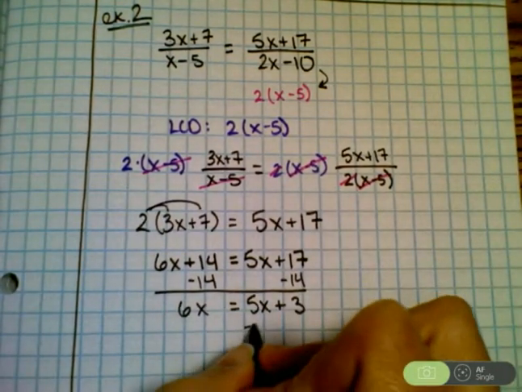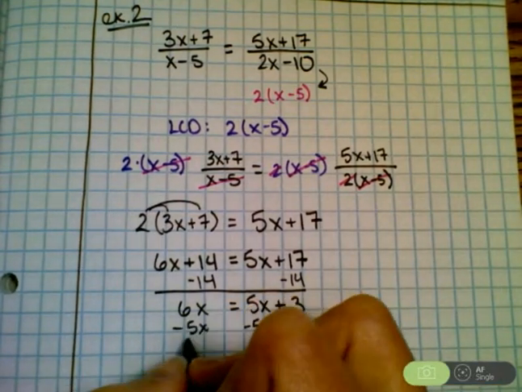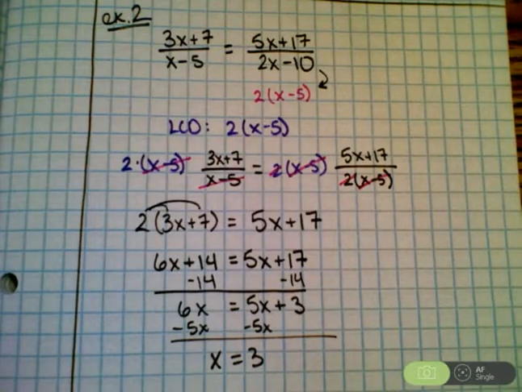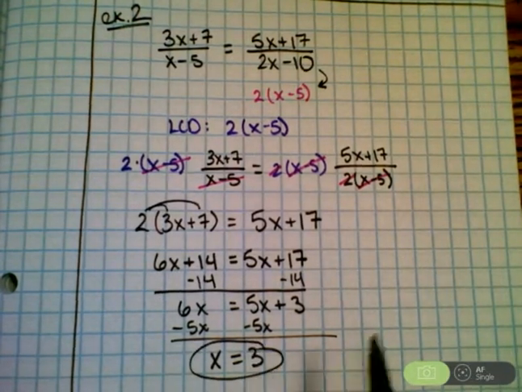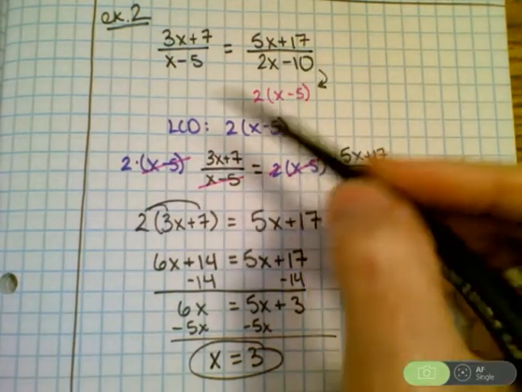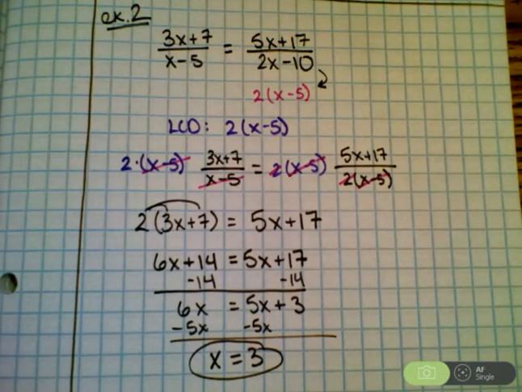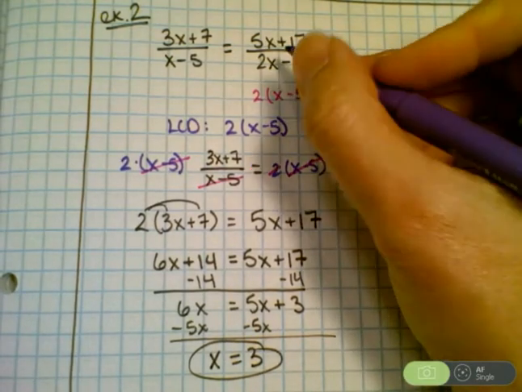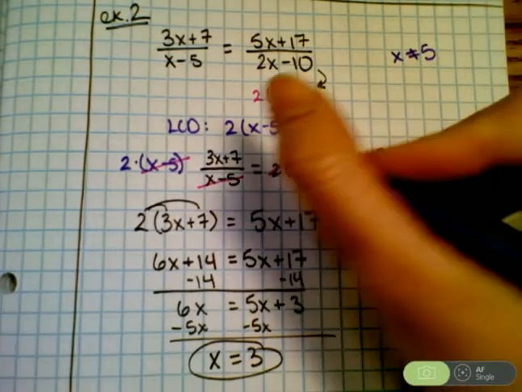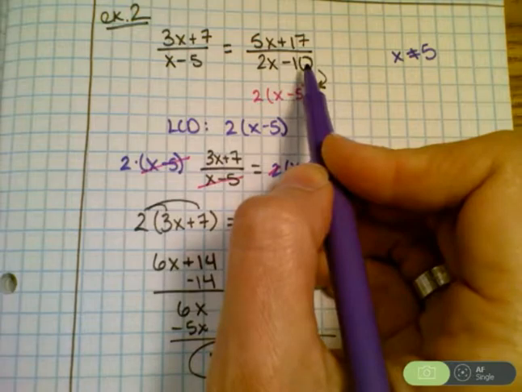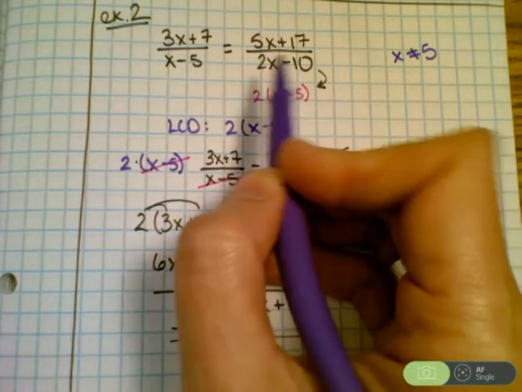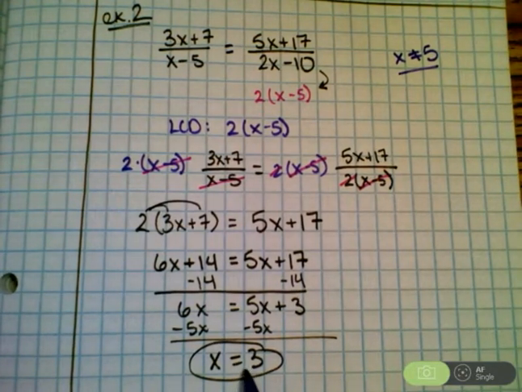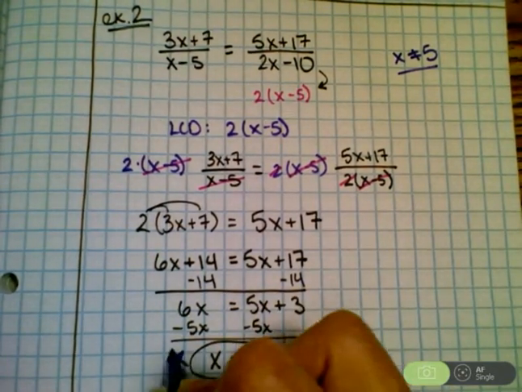1x equals 3. So the answer I get is x equals 3. I go back up here and I just check to make sure. I want to look at what my excluded values would be. So from that one, x can't equal 5. And from this one, it would also be not equal to 5, because when you divide 10 by 2, you get 5. So that's my only excluded value. That's not one of them, so this is my final answer.